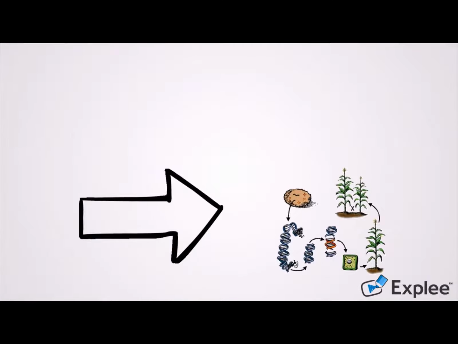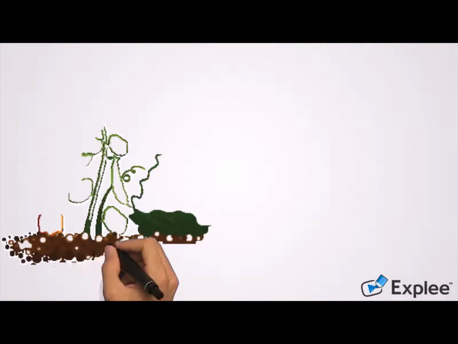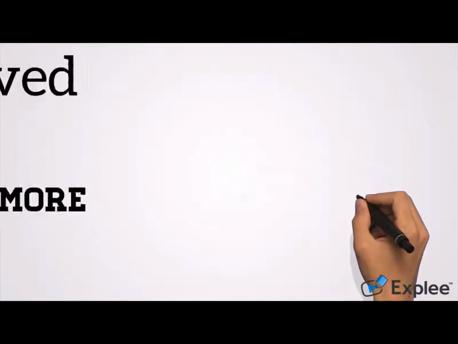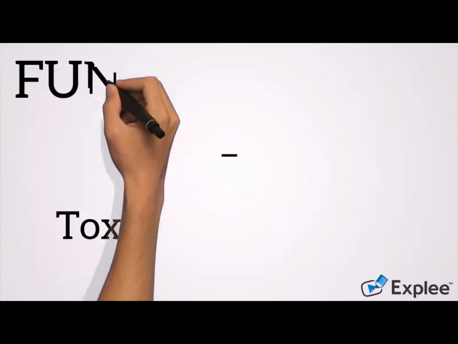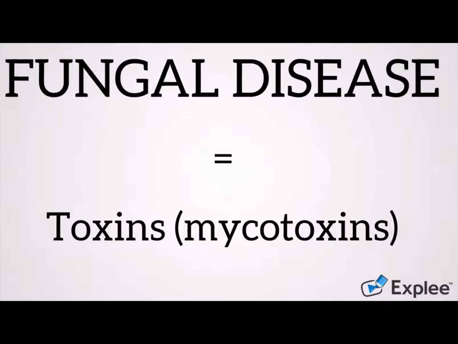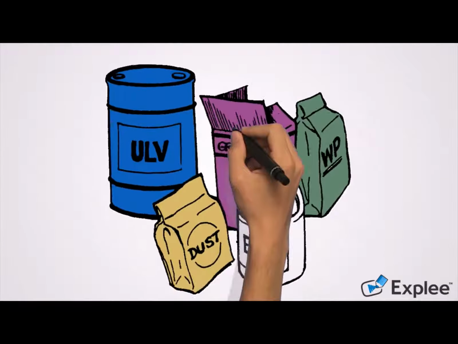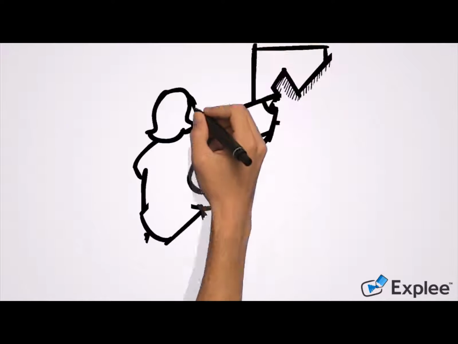Now let's go back to our original topic, crop improvement by selective breeding. To supply the food required to satisfy the increasing demands of an expanding world population, crops need to be constantly improved so they yield more. One major loss of yield is due to crop diseases. Toxins, also known as mycotoxins, produced as a result of some fungal diseases may be harmful to humans when they eat crop products. Although many of these diseases can be managed by pesticides, selectively breeding resistant varieties is a more ecologically sound and sustainable way of achieving control of disease.